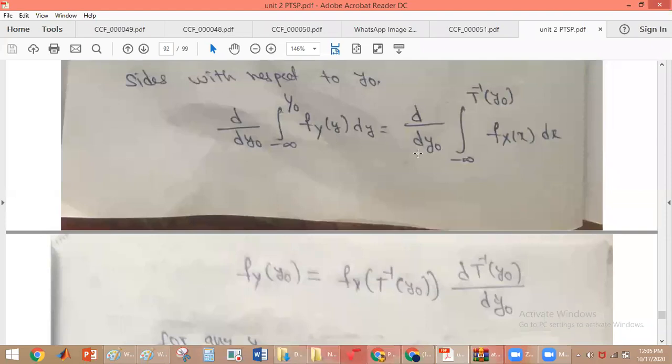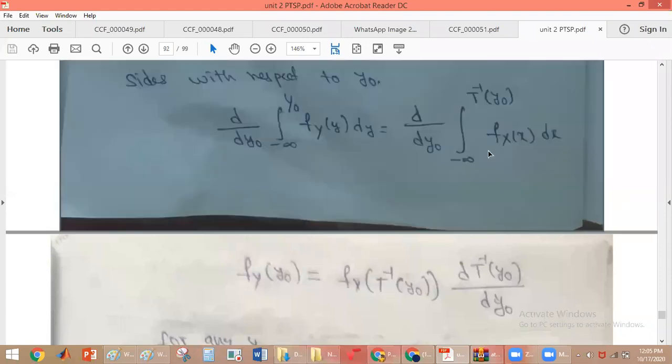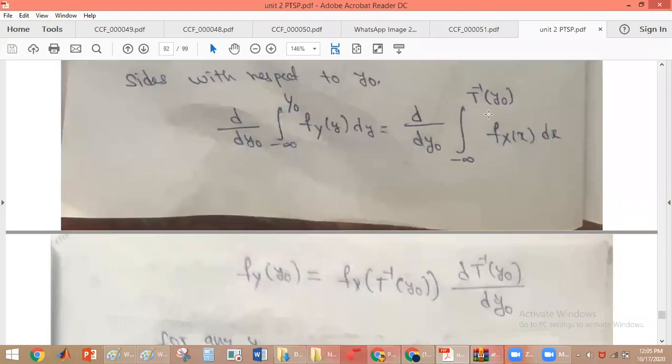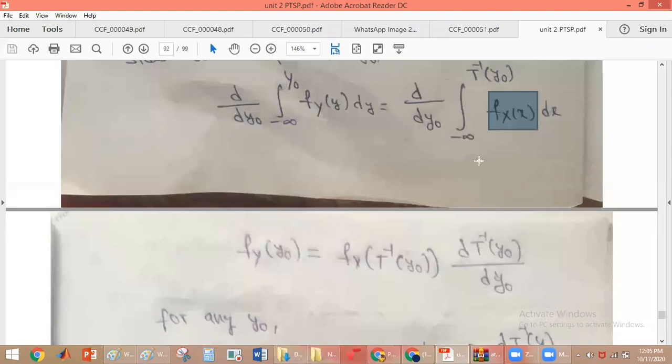And what is the third term? The third term will be the integral from minus infinity to T inverse y naught of the partial differentiation with respect to y naught of fx of x dx. Since this fx of x does not have any y naught term, the partial differentiation will become 0. So finally, we'll be having only the first term.